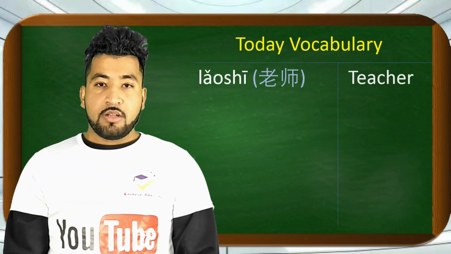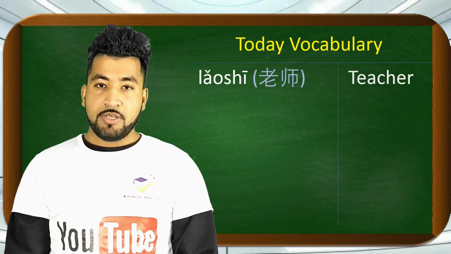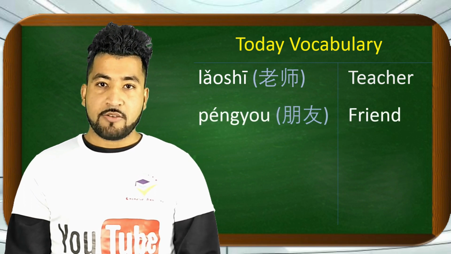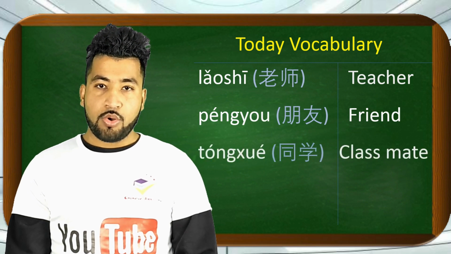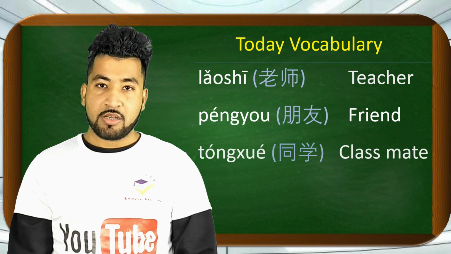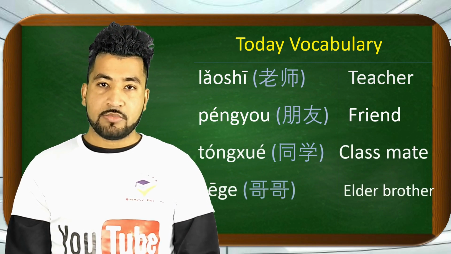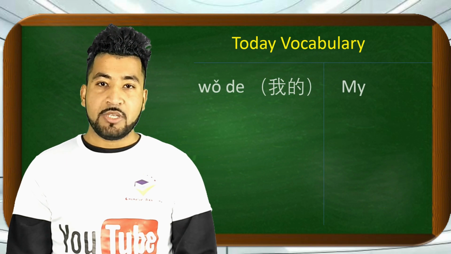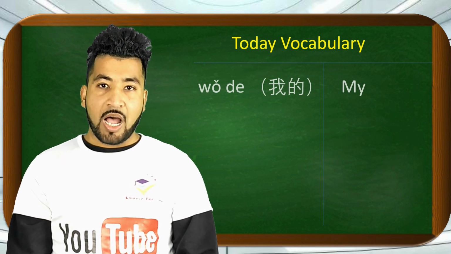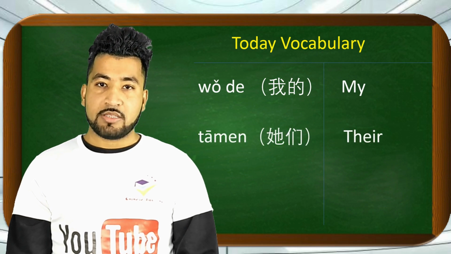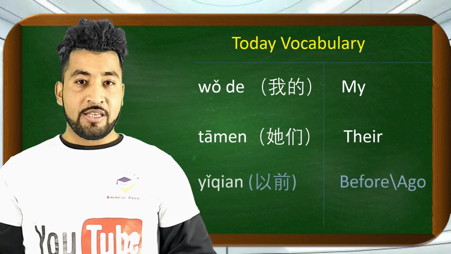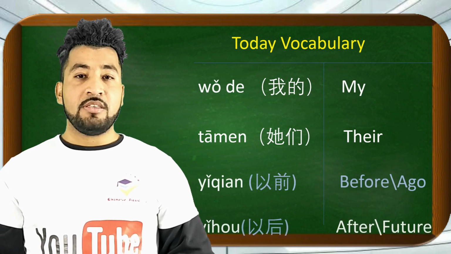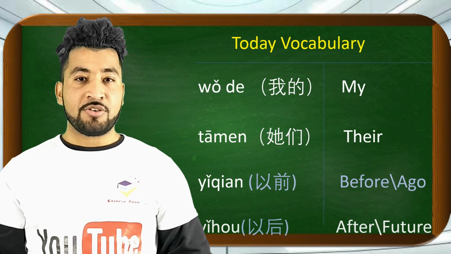So today's vocabulary are 老师, means teacher. 朋友, means friend. 同学, means classmate. 哥哥, means elder brother. 我的, means my. 他们, means they. 以前, means before, ago. 以后, means after.